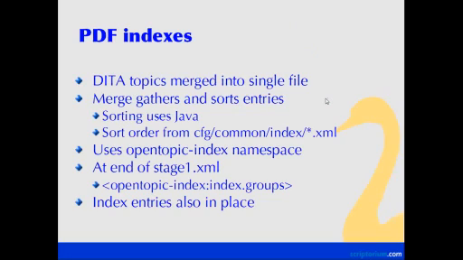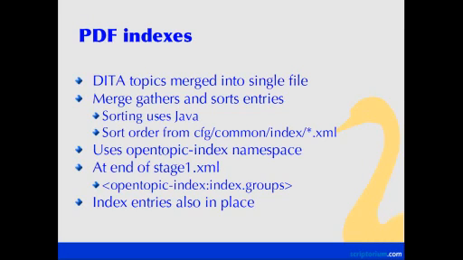Generating indexes in PDF. One thing you have to understand about generating a PDF file is that in the processing of the transform, at one point it takes all of your topics and merges them together into one large XML file. And at the same time all of those topics are merged into a single file, the merge process looks for all index entry or index term elements in your document, gathers them together, sorts them using Java, and then adds them to your merged file.